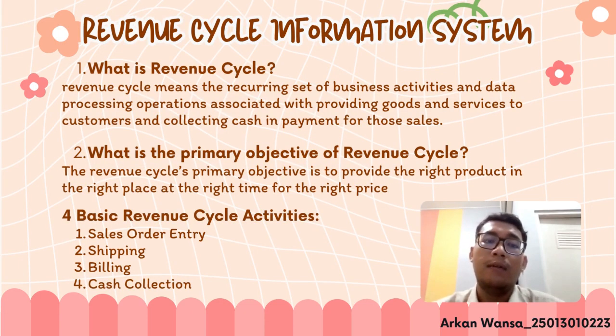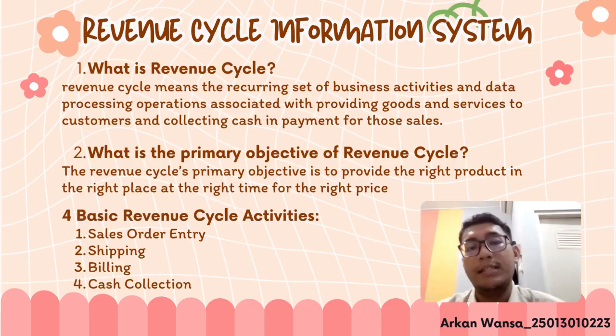And so, what is the primary objective of the revenue cycle? The revenue cycle's primary objective is to provide the right product in the right place at the right time for the right price. To accomplish that objective, management must make some key decisions. For example, how much inventory should be carried and where should that inventory be located, how should merchandise be delivered to customers, and what are the optimal prices for each product or service.